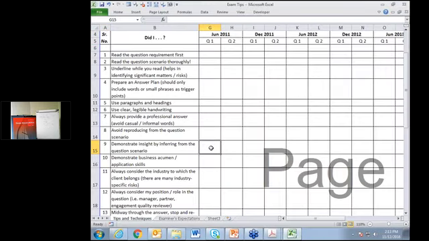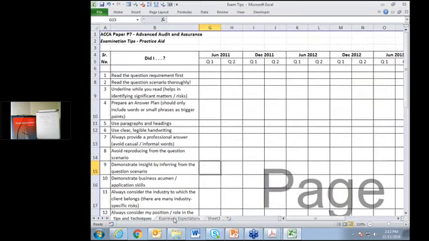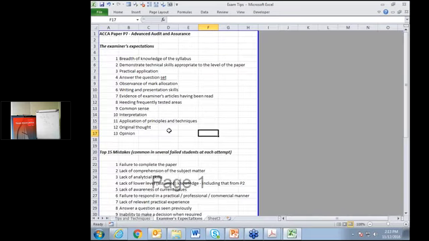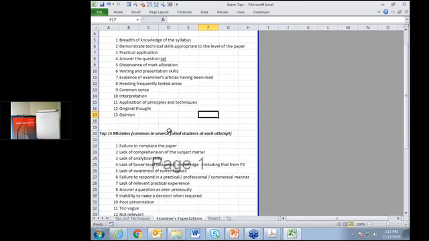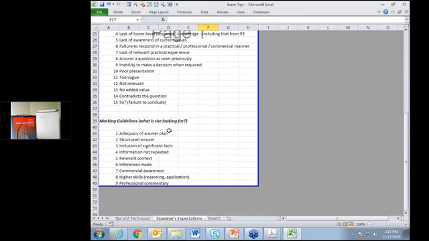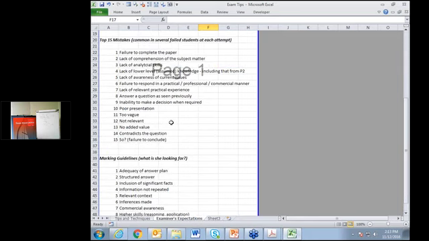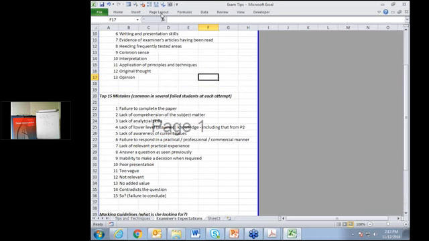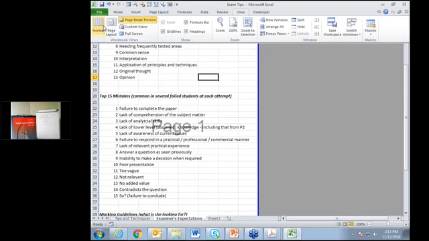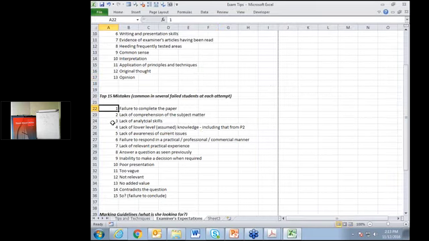So this is something that on the second tab, as you can see, and I'm also sharing the screen so you should be able to see this. What are the top 15 mistakes that many people make? So here you can see: failure to complete the paper, lack of comprehension of the subject matter, lack of analytical skills.